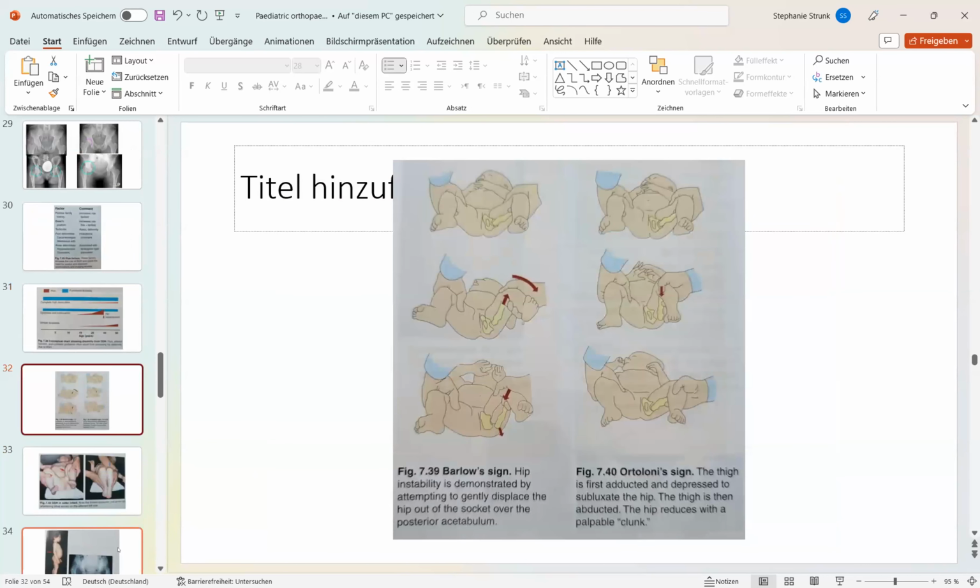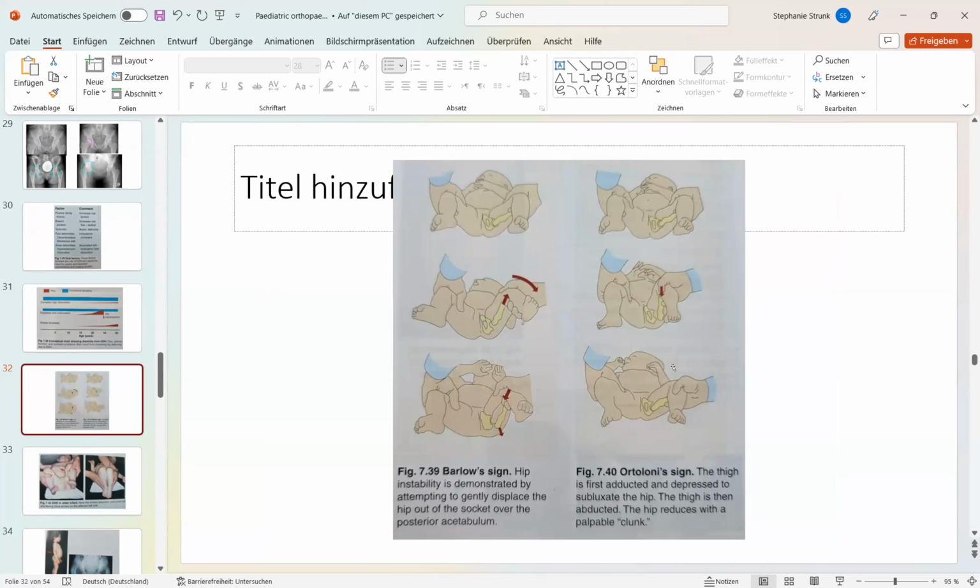So those are the examination tests for newborn, how to examine them. It's the Barlow sign and the Ortolani sign. You move the leg of the baby, and then you can dislocate the hip posteriorly. And here it's the same with just another method. There's not a major difference between those two tests.